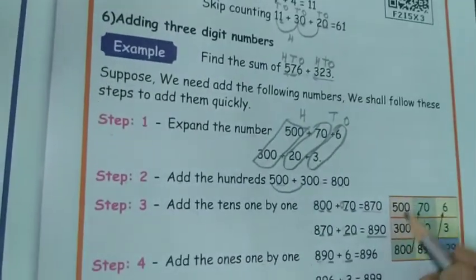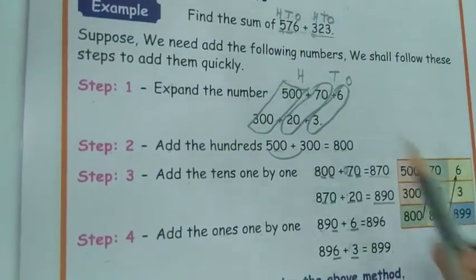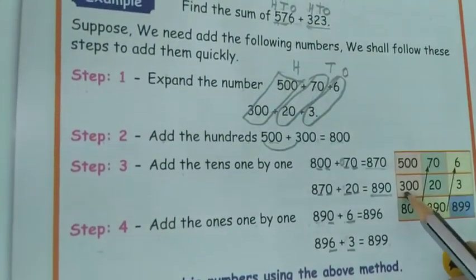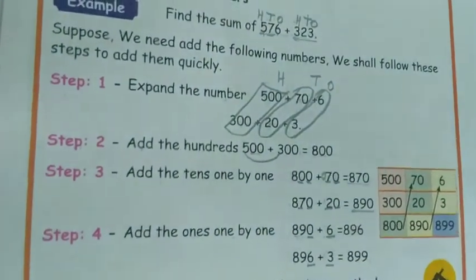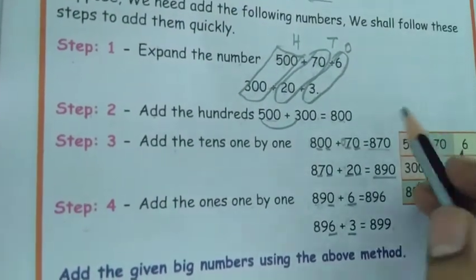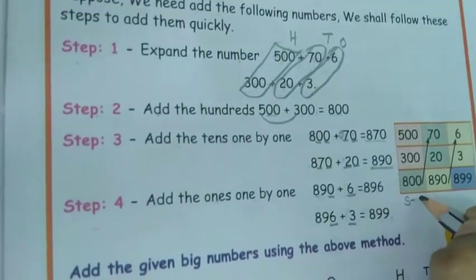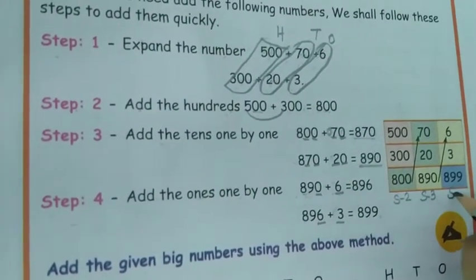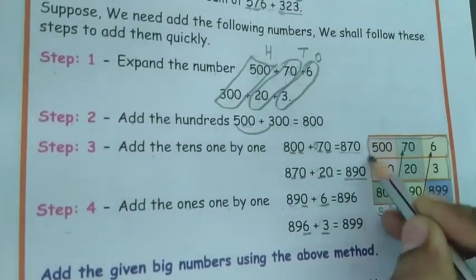First write 500 in one box, the second box 70, the third box 6, and then the second row 323. In each and every box write each number. And then this is step 1, this is step 2 answer, this is step 3 answer, this is step 4 answer. This is the question, this is the exponent form.